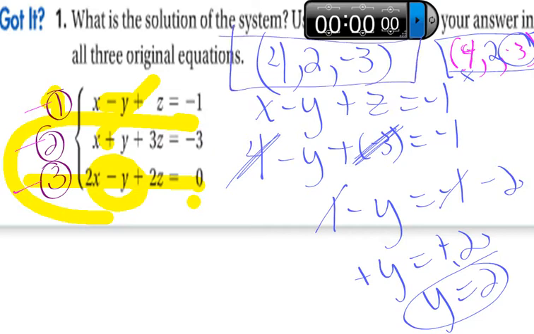Now how do you check these? You plug them back into each one, equations 1, 2, and 3. So 4 for x, 2 for y, and negative 3 for z, and all 3 of these should make a true equation. And that's how you solve a system with 3 variables.